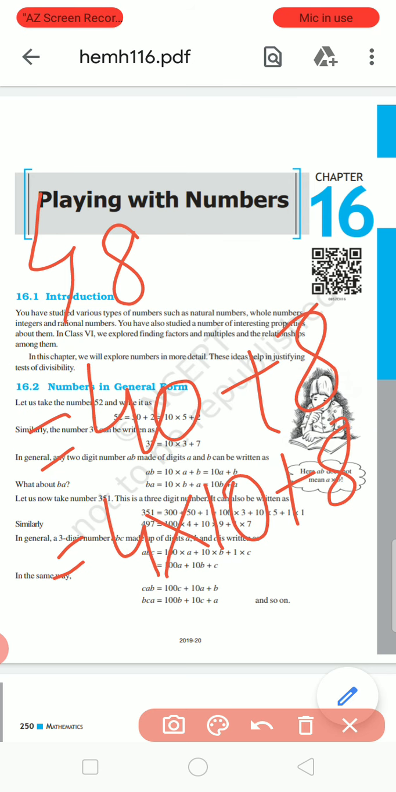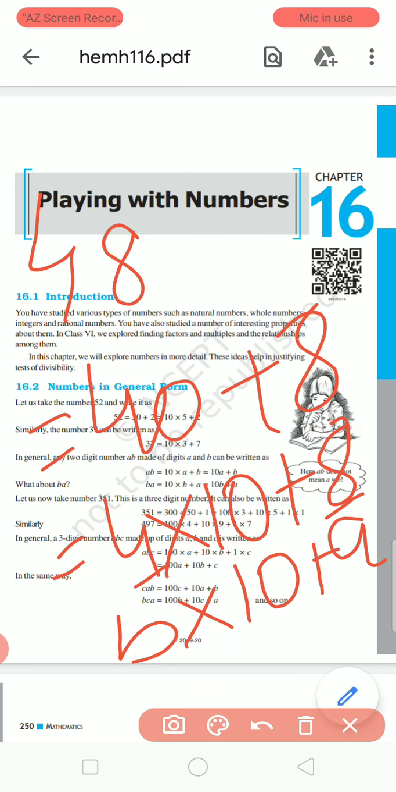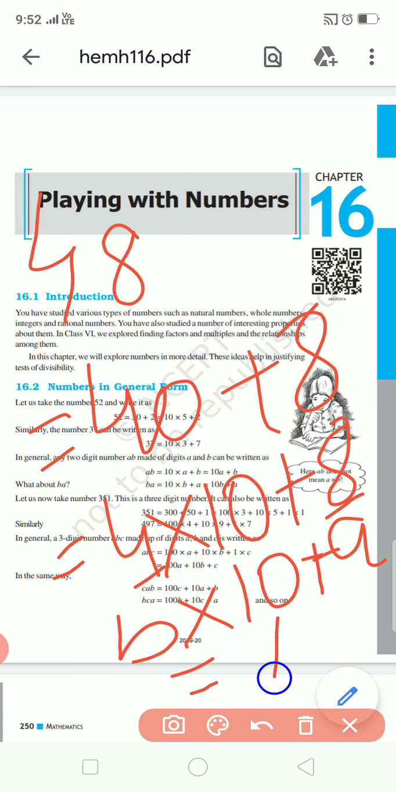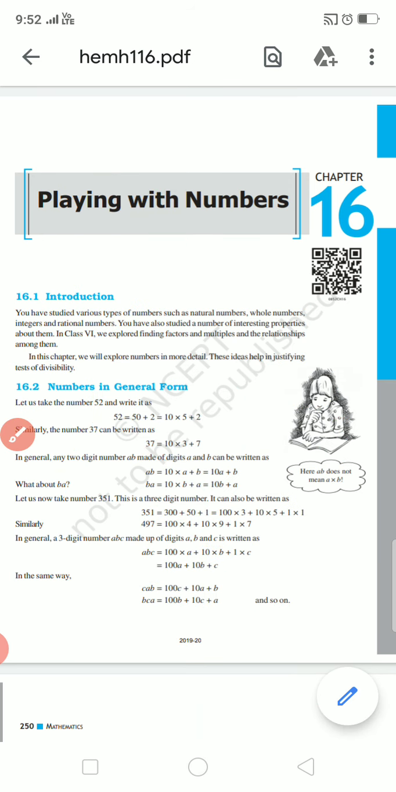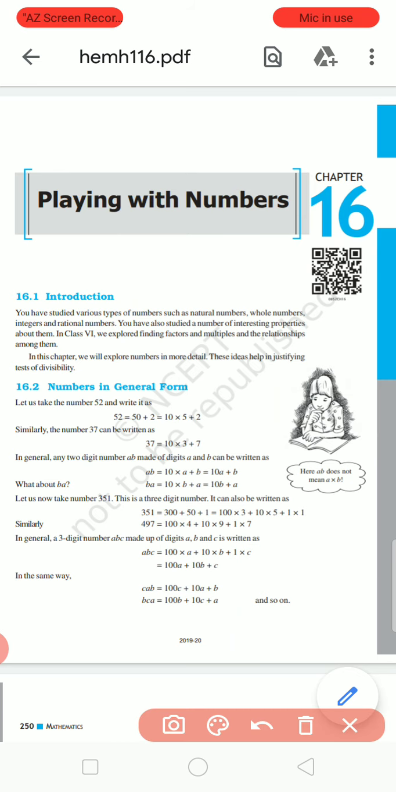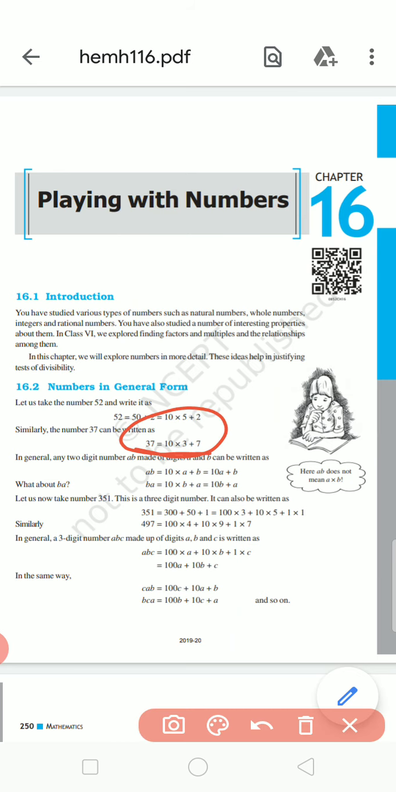If instead of 4 I write B and instead of 8 I write A, we can write it as B multiplied by 10 plus A, that can be written as BA. Like 48 can be written as 4 into 10 plus 8, right? So what is the general form? This is the general form, where you write a number in expanded form, right?